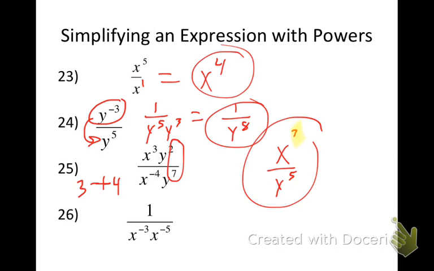26. What do you notice right away about a problem like 26? Kyle, what's something you notice about that one right away? They're both negative, so they're both going to have to go where? So I move that one there, move that one there. So I really have x to the 3rd, x to the 5th, which is really what, Kyle? X to the 8th. Nice job, sir.